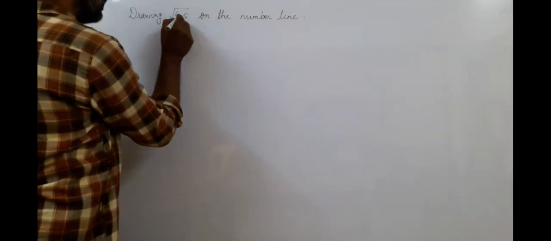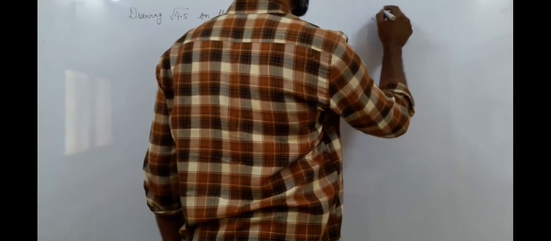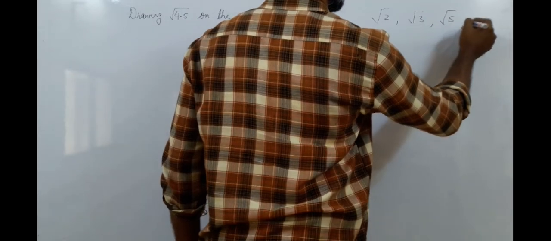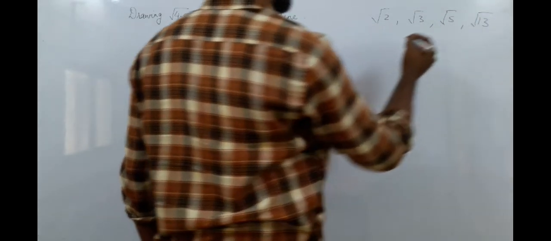Okay friends, now we are going to learn to draw root 4.5 on the number line. You have already drawn root 2, root 3, root 5, yes, root 13 using the Pythagoras theorem.